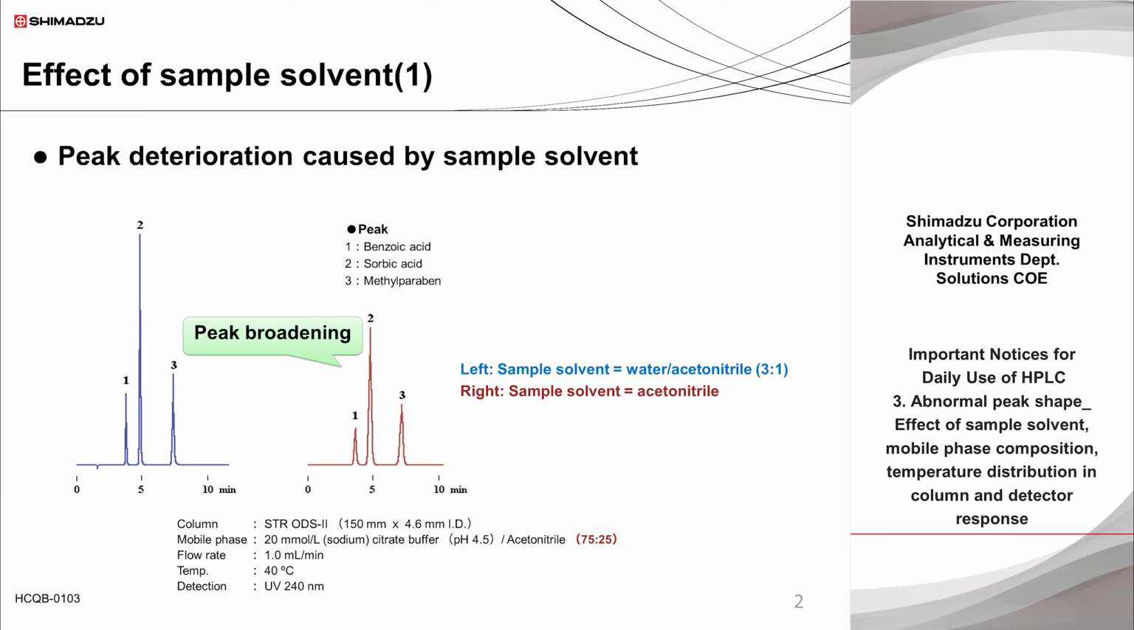The chromatogram on the right is obtained by injecting the same sample but prepared with 100% acetonitrile as the sample solvent. Comparing the two chromatograms, the peak height on the right side is smaller. A closer look reveals that the peak widths of all three peaks are larger than those in the chromatogram on the left. This difference can be attributed to the change in composition of the sample solvent, which is the only difference in the two analyses.